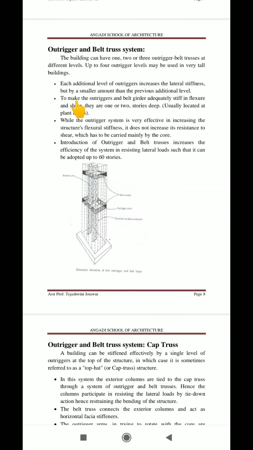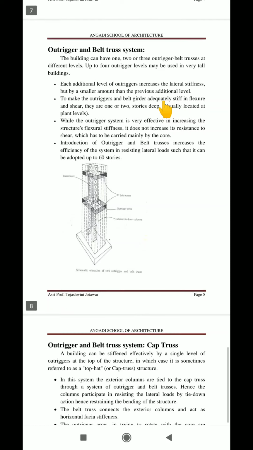Then to make the outrigger and the belt girder adequately stiff in flexure and shear, they are one or two stories deep. They are provided in such a way that the depth of the belt truss or the outrigger is one story height or more than one story height. Usually these stories are provided as plant levels.